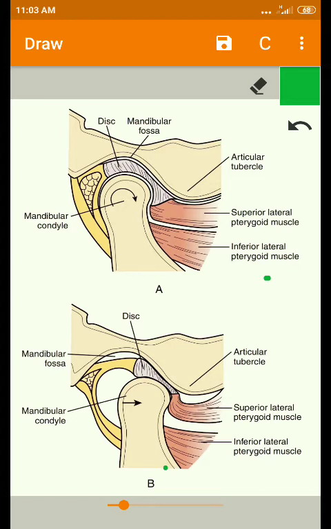It is moving down, which is called depression. Moving up is called elevation. Side to side is called lateral deviation. Then there are the forward and backward movements of the mandible. All these are the osteokinematic movements.